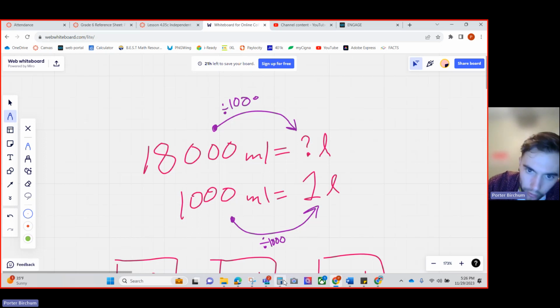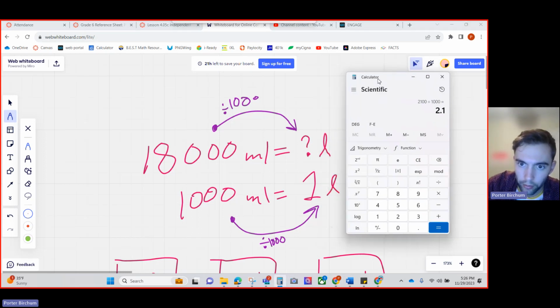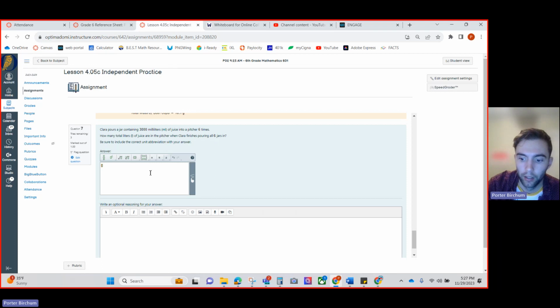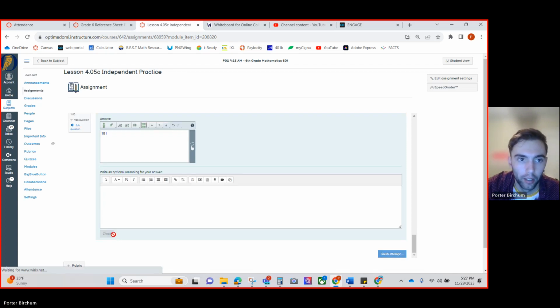This, of course, is not the only strategy to solve a problem like this. Maybe it's not even the best strategy for your brain to solve a problem like this. This is definitely a strategy that does work. Not the only strategy, though. Looks like our answer is 18 space lowercase l, not uppercase I, lowercase l. Check.